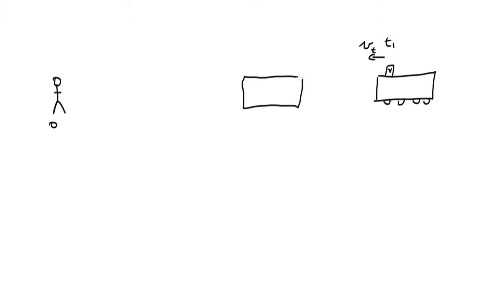Okay, so in this problem, we've got an observer here at the railway station, and we've got a train approaching the observer with some whistle on it. And at some time, let's call it t1, it's approaching the observer with some velocity v, let's call it v subscript t, standing for the velocity of the train. Now, a little time later, the train has moved closer to the observer. It's still travelling with the same speed, vt, and this is now at time 2.